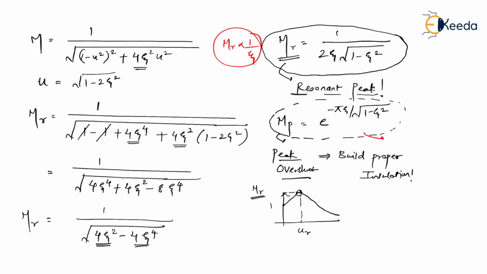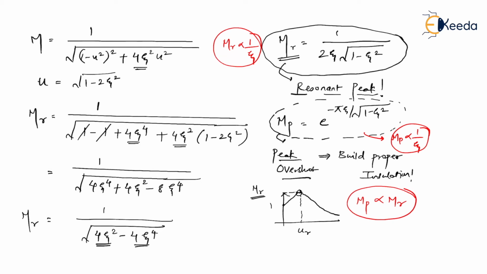As well as if you look at the expression of MP, it is also inversely proportional to zeta. So this is a common factor between MP and MR. What does that mean? I can now correlate MP and MR, even though MP is something that we have calculated in time domain. MR is something that we have calculated in frequency domain, but still I can say that MP and MR are directly proportional.